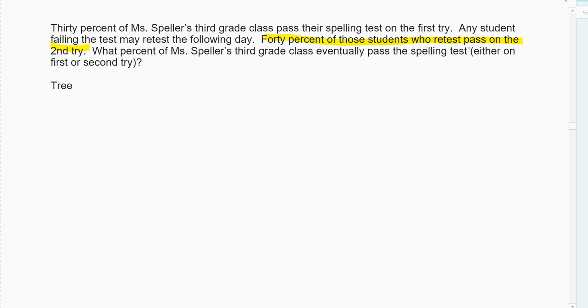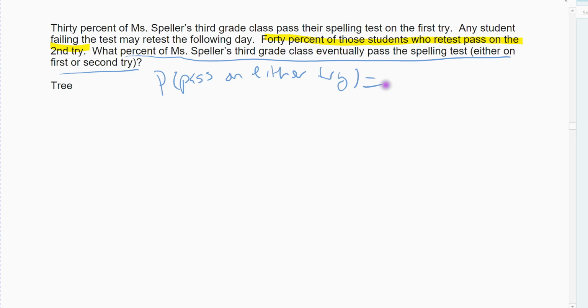It's a condition, right? Only those who don't pass have to retest, and there's only a percentage of those who will eventually pass. And we want to know what that percent is, right? What percent of Miss Speller's third grade class will eventually pass on either the first try or the second try? All right, so we're looking for the probability they will pass on either try. That's the final question.